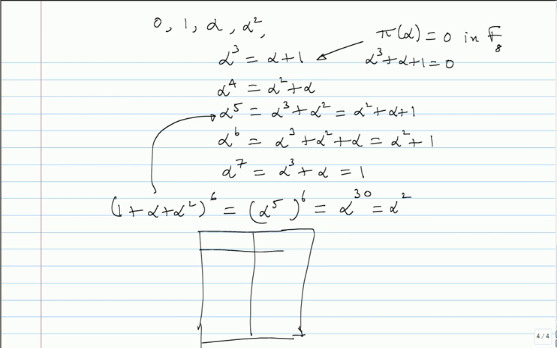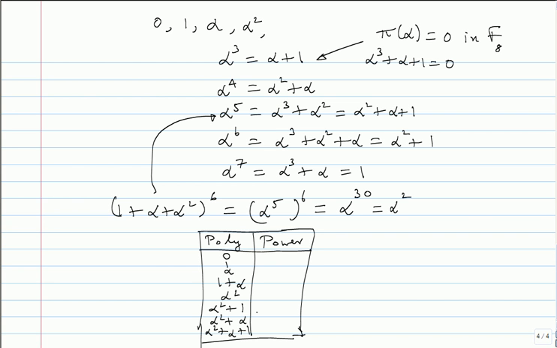So what I have here are two notations for elements of F8. One I will call the polynomial notation, the other I will call power notation. The polynomial notation is what we've been using so far. So we've been saying 0, 1, alpha, 1 plus alpha, alpha squared, alpha squared plus 1, alpha squared plus alpha, and then alpha squared plus alpha plus 1.